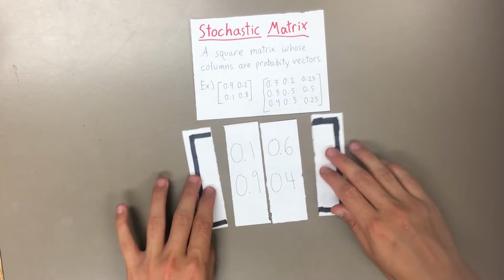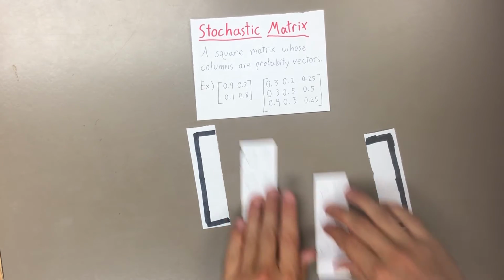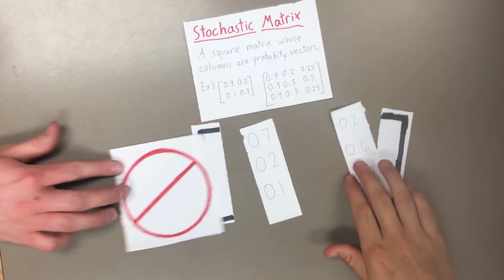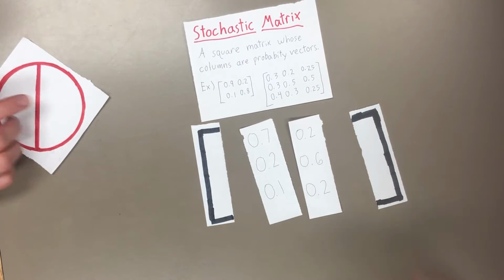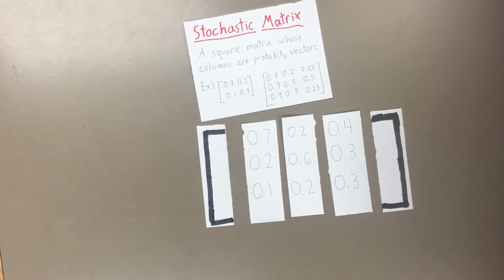I think this one's a stochastic matrix. Yes, that's a good stochastic matrix. Okay, how about this one then? Because these are both probability vectors. No, Thomas. Why not? Like we said in the definition, a stochastic matrix is a square matrix. Oh, okay. So then how about that? How's that one? That one is a good stochastic matrix. Okay, perfect. I think I get a stochastic matrix.